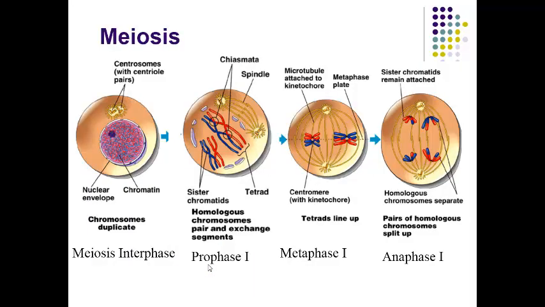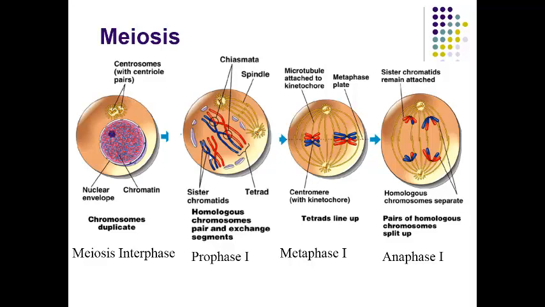Here we look at the events taking place during meiosis. We begin with meiosis 1. Here we see the cell during interphase. Notice that the chromosomes are not visible. The DNA is found within loose open chromatin. During prophase 1, a number of events are going to take place. 1, the nucleus disappears. 2, the chromatin condenses to form chromosomes. 3, the spindle fibers form. And 4, and probably most important, is that the homologous pairs of chromosomes come together and overlap.